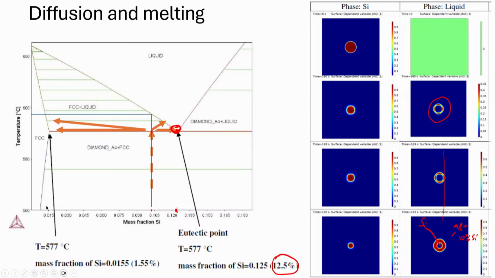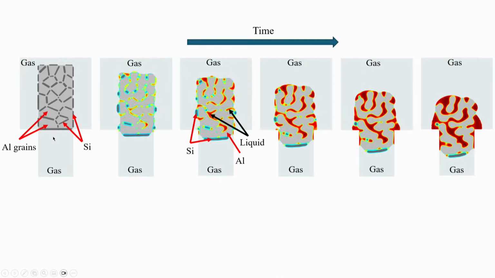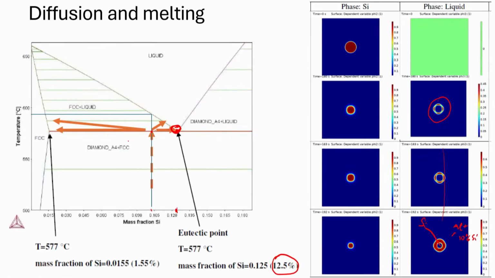So we start somewhere, well, with the composition somewhere here, and we heat it up, silicon diffuses, until it gets, well, to this composition, and then it melts. Again, the blue one is aluminum. Here it's aluminium, but in every next one it's both aluminium and liquid, right?